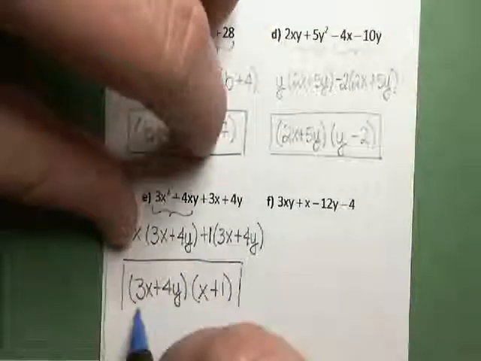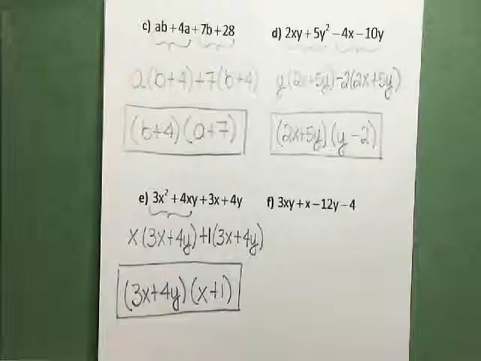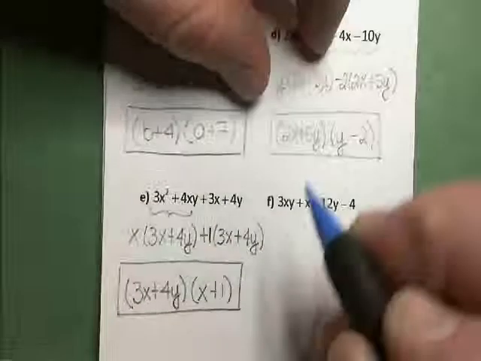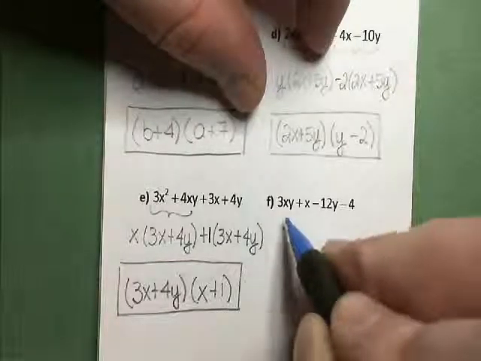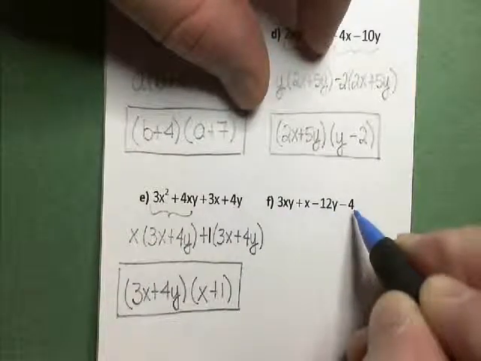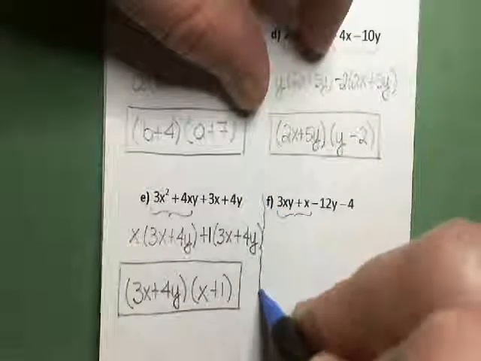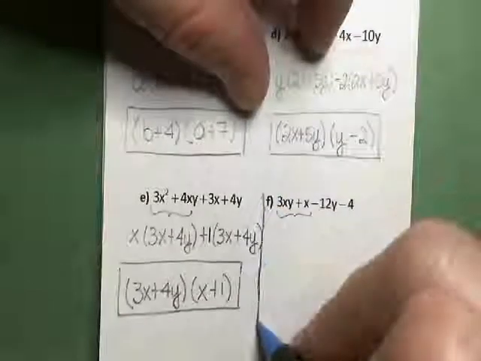Let's try the next one. Can I factor anything from all four terms? The answer is no. So let's try by grouping. I'll draw a line over here to separate the two problems. Okay, what can I factor from these two? Well, I can factor out an x, so let's factor out an x.